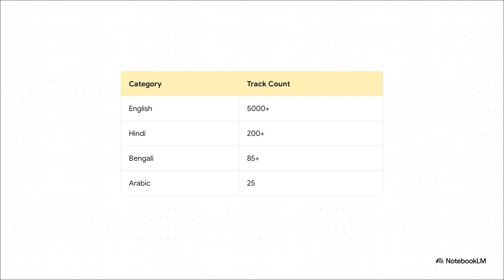And the library wasn't just big, it was diverse. Sure, over 5,000 English ringtones is going to grab your attention, but the developers also included hundreds of Hindi and Bengali tracks and even a collection of Arabic ones. So you can tell this wasn't just made for one market. They were clearly thinking about a global audience from the get-go.